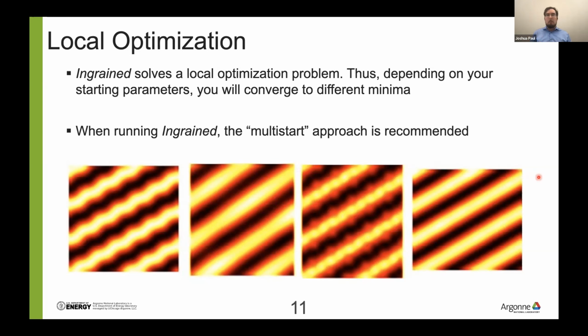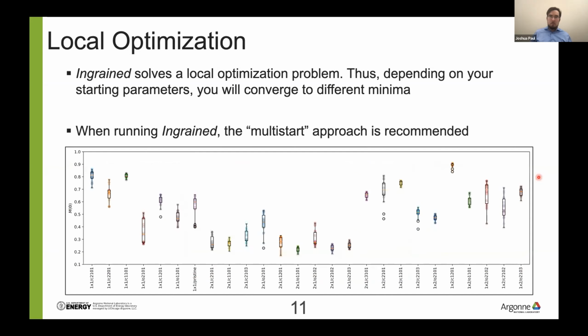And this was done by using the built-in multi-thread approach of the software. What this allows is that the user provides a starting point for all of the calculations to be centered around, and then the Ingrained software will run optimizations for several sets of parameters centered around the input values.